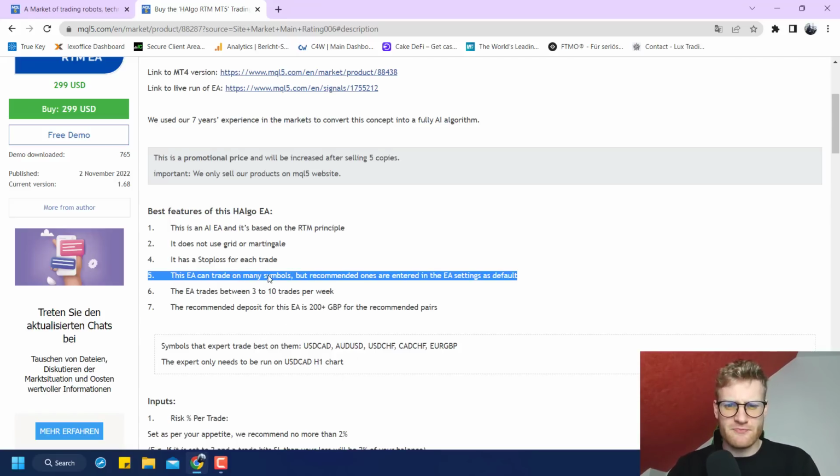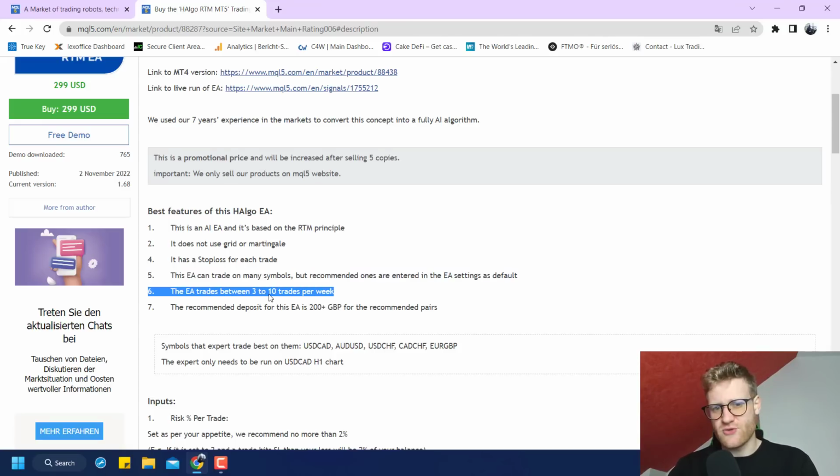And he says that it can use many symbols, but he recommends the default settings pretty much. And it takes 3 to 10 trades per week, which I also like because this is not too much. And from my personal experience, the EAs that trade like 10 trades a day, they usually struggle to be profitable in the long run because you have a lot of costs. And if you just take any signal, it's really hard to just cover these trading costs.